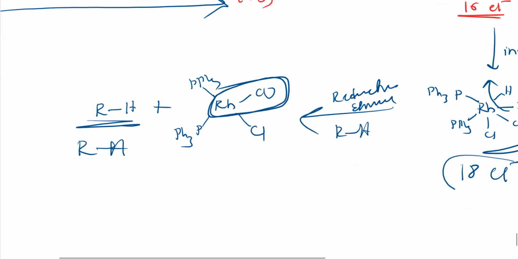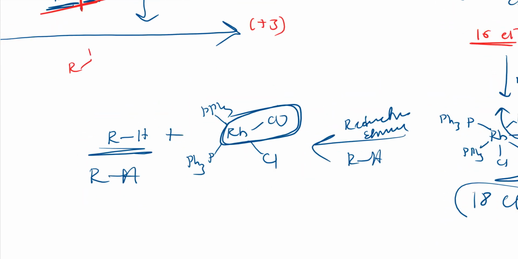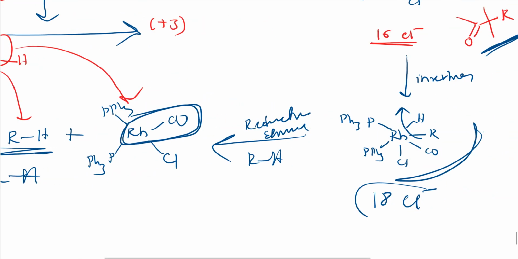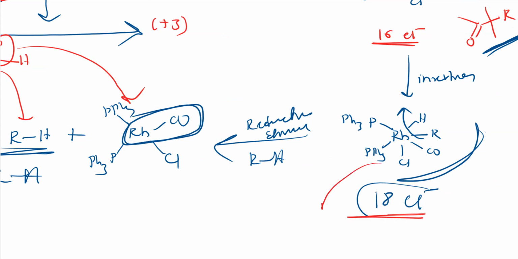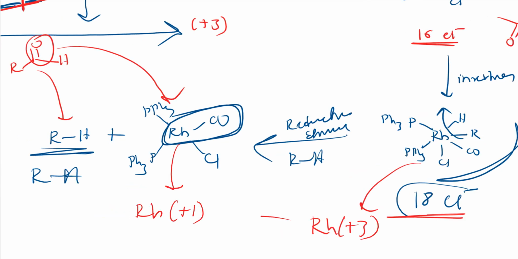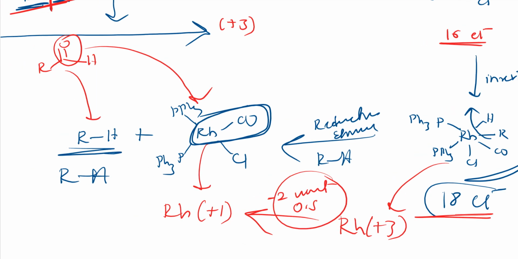So what I started with was RCHO, but I ended up getting RH, a hydrocarbon. That carbonyl is abstracted by this rhodium. In the reductive elimination step, the oxidation state of rhodium was +3 and comes to +1. So there is a decrease of 2 units. Whenever there is a decrease of 2 units in oxidation state, that step is called reductive elimination.